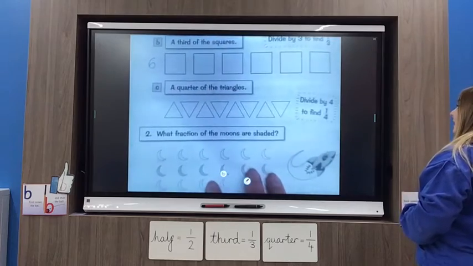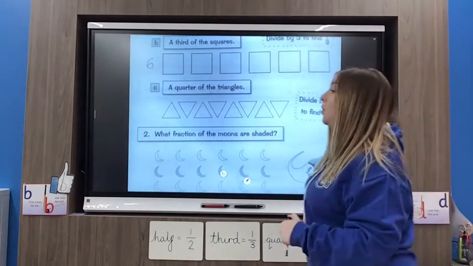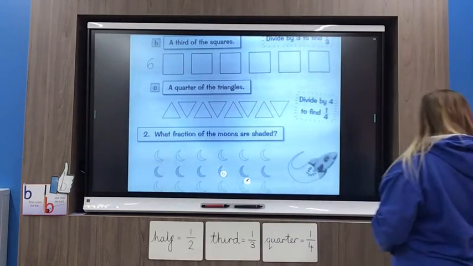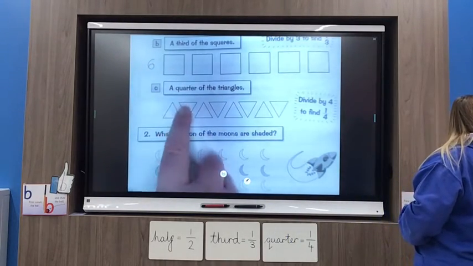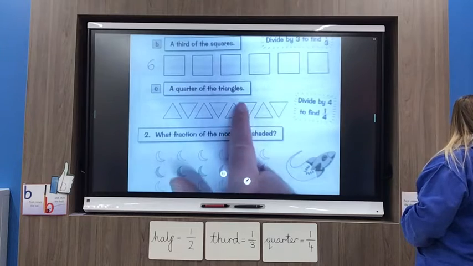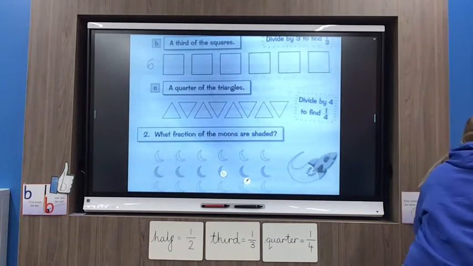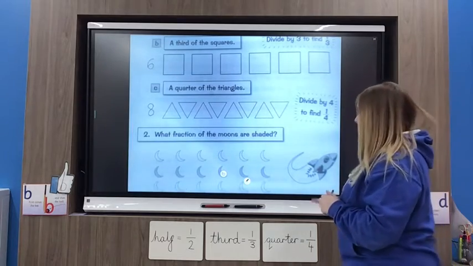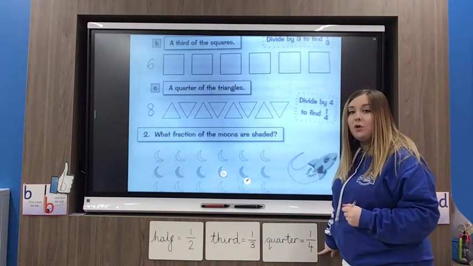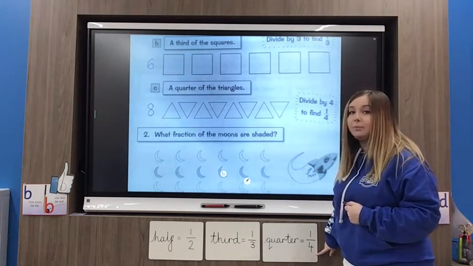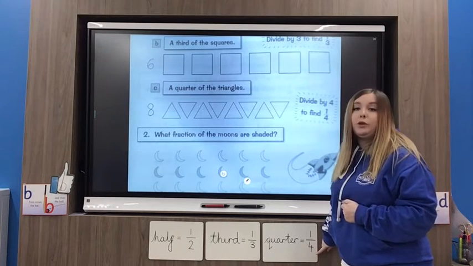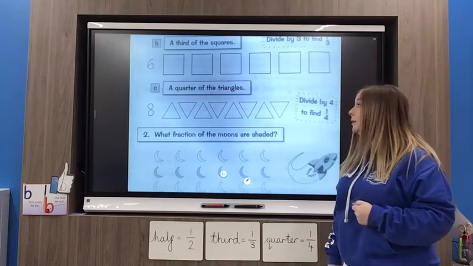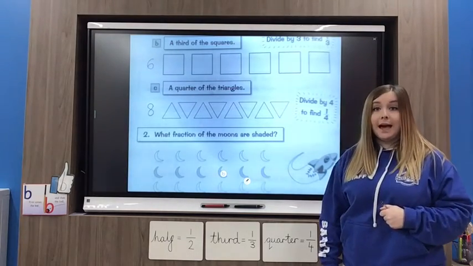And then finally, year 4, a quarter of the triangle. So let's start by counting our triangles. 1, 2, 3, 4, 5, 6, 7, 8. We've got 8 triangles. And remember, we're going to use our 4 times tables to help us count in 4s until you get to 8. You might want to pause the video now whilst you complete A, B and C.